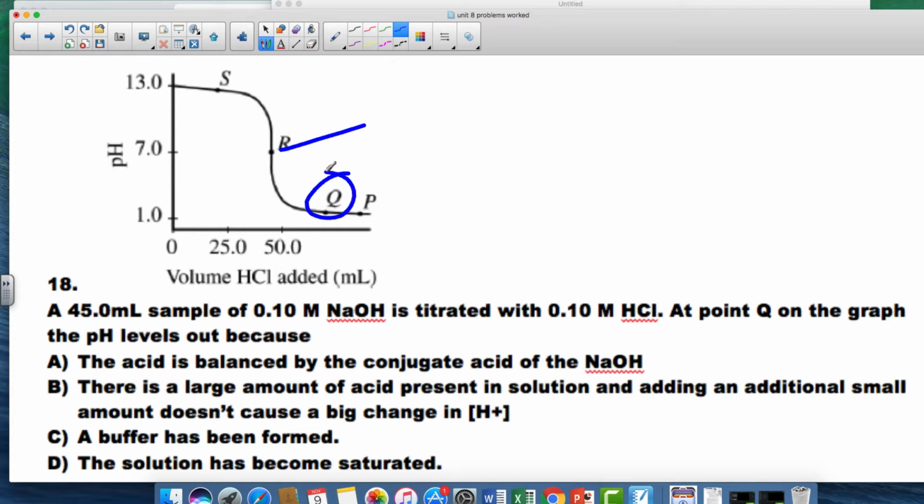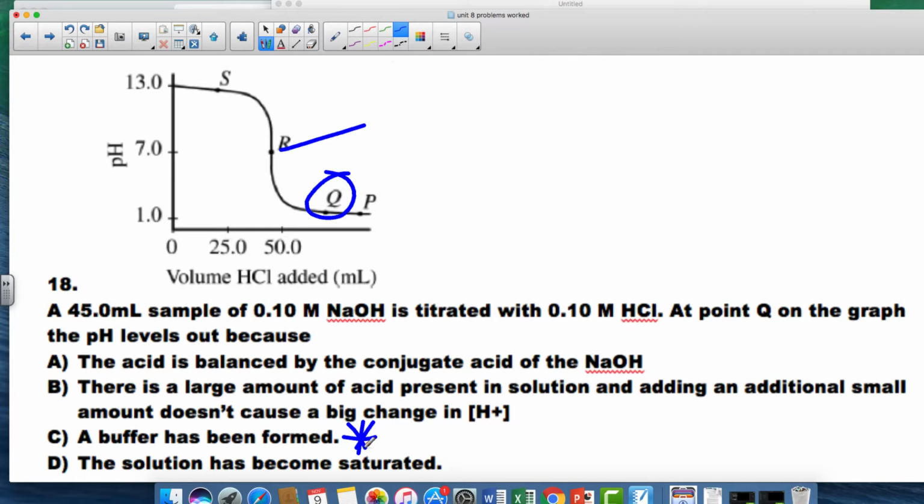You're starting out with a strong base. That's why the pH is 13. You're adding acid to it over time. So why would the pH flatline? A lot of students are going to want to say C because they know a buffer causes the pH to remain constant. However, this is not a buffer. A buffer would be made of an acid, a weak acid and its conjugate, or a weak base and its conjugate, and this is not the case.